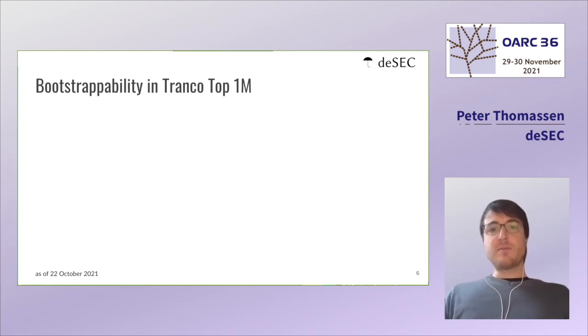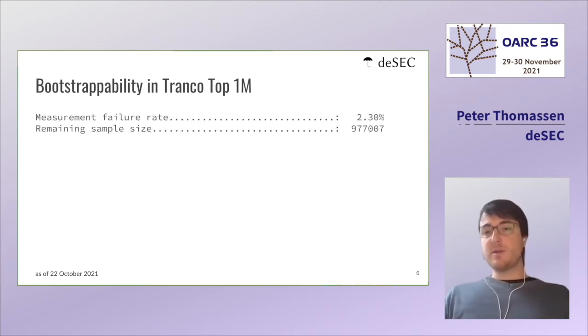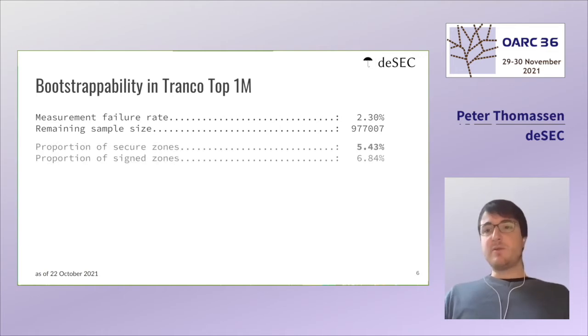Some numbers on the bootstrapability in the Tranco top million. So we investigated the top million in October. We had about a 2.3% failure rate, timeouts and all that. We didn't spend much time on improving that. We found that 5 or 6% of zones are secure and/or signed.